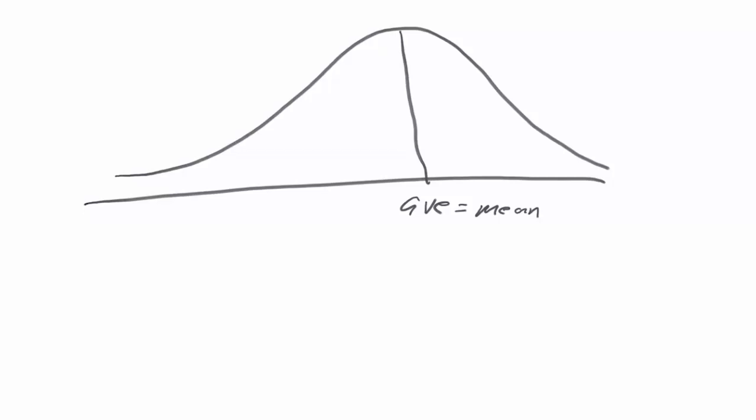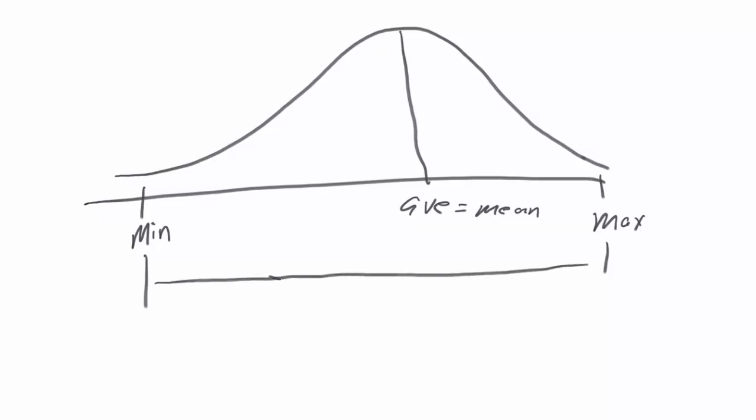Well, one simple way is take a look at the minimum data point, compare it to the maximum data point, and that distance between the two, we give it a value. We call it the range. And here's the great thing about range. It's easy to calculate. It's easy to understand. Everybody understands it. But there's a problem with range.